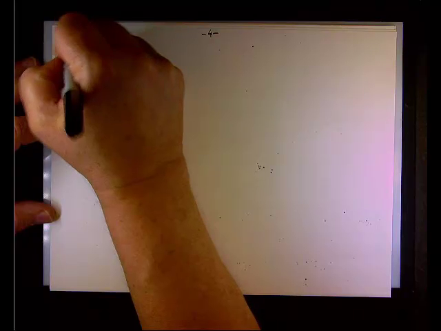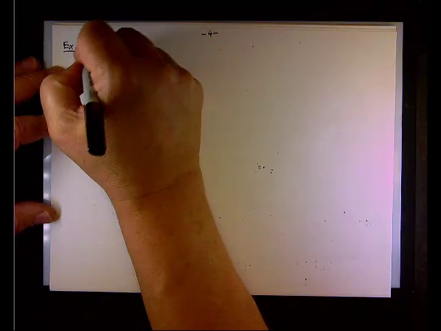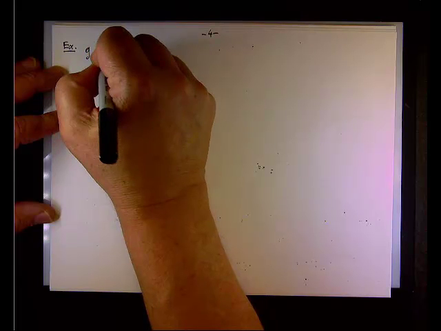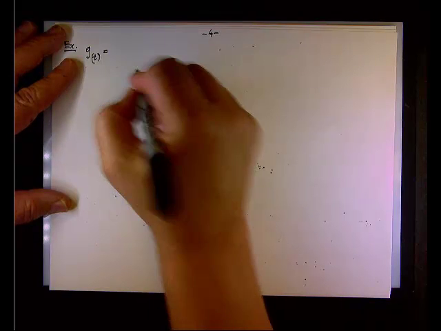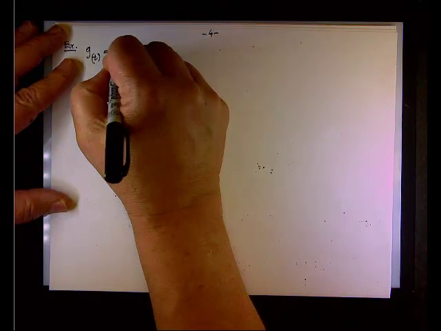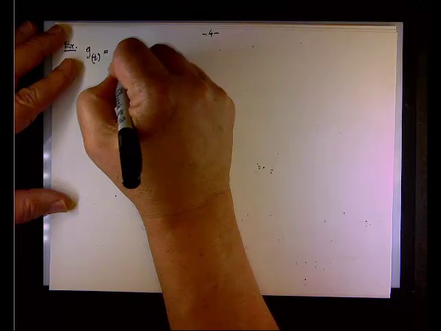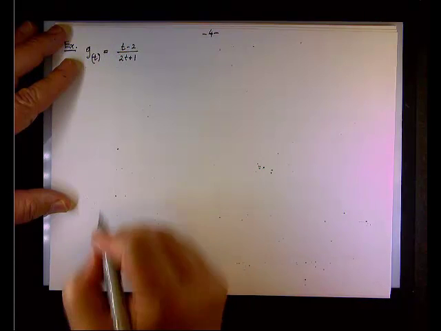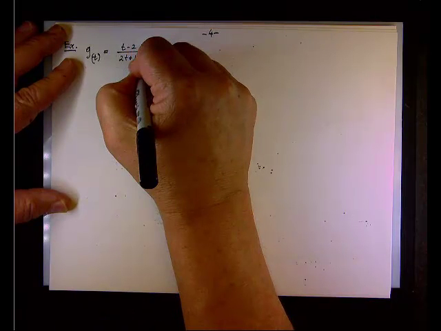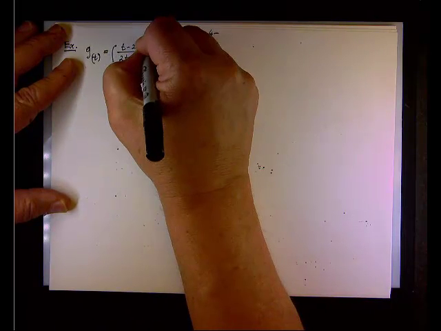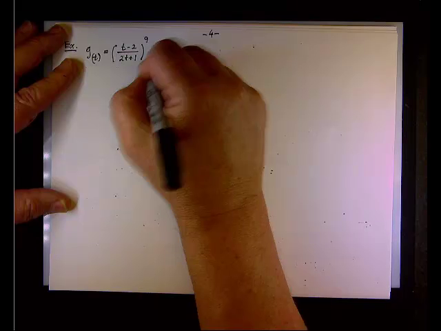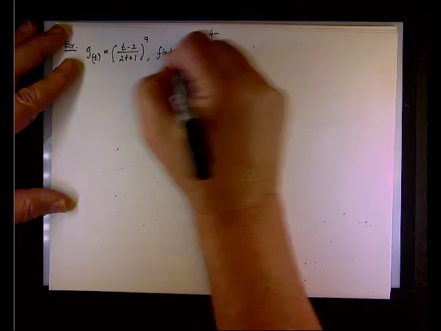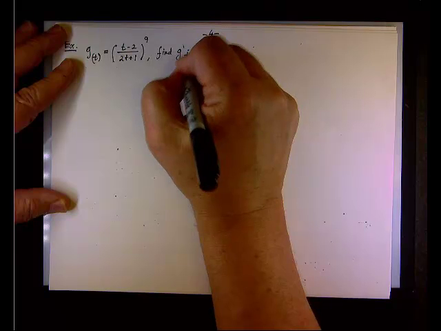Let's try this one. In this example, let's go with g of t, okay? So g, we didn't do quotient in a while, right? So let's do a quotient here. Let's say (t minus 2) over (2t plus 1). That's not too bad, right? But let's make it more interesting. Take everything to the 9th power. And what we want to find, of course, is g prime of t.